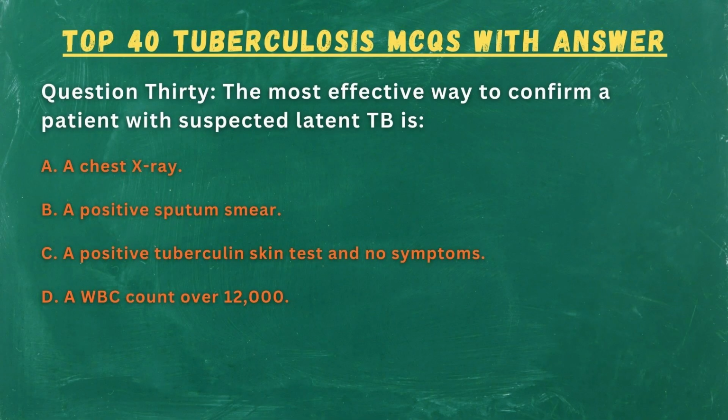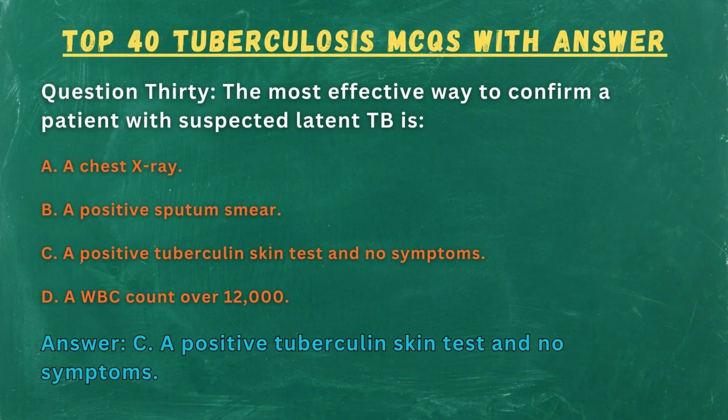Question 30. The most effective way to confirm a patient with suspected latent TB is: A. A chest x-ray. B. A positive sputum smear. C. A positive tuberculin skin test and no symptoms. D. A WBC count over 12,000. Answer: C. A positive tuberculin skin test and no symptoms.